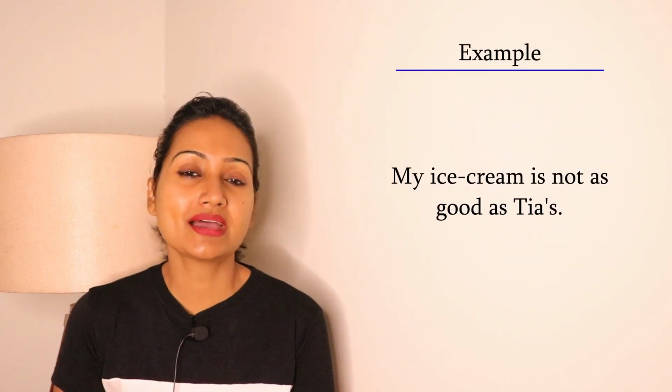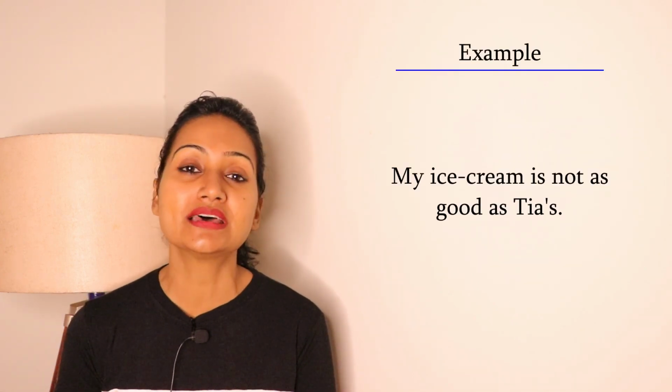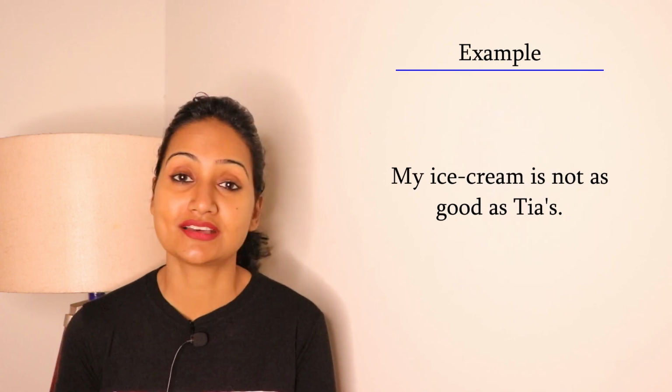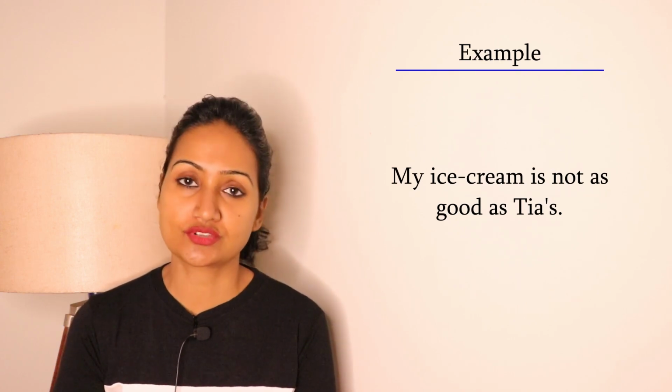Please keep one thing in mind, that when you have a name, then you will always use an apostrophe S. For example, my ice cream is not as good as Lisha's or Tia's. So with a name, you will use an apostrophe S. Otherwise, in possessive pronouns, there will be no apostrophe.